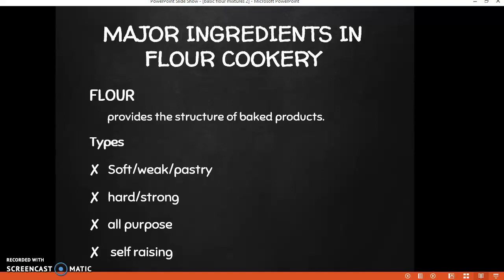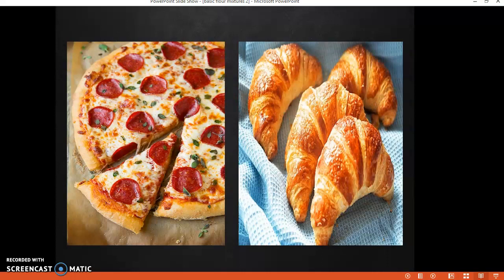We also have self-raising flour. Self-raising flour has an amount of raising agent, a substance that causes mixtures to rise and increase in size. What we have here is pizza. The first picture is pizza. Pizza is made by using strong flour. This is croissant. In making croissant, we use soft flour. In making pizza, we use hard flour or strong flour, and croissant is made by using soft or weak flour.